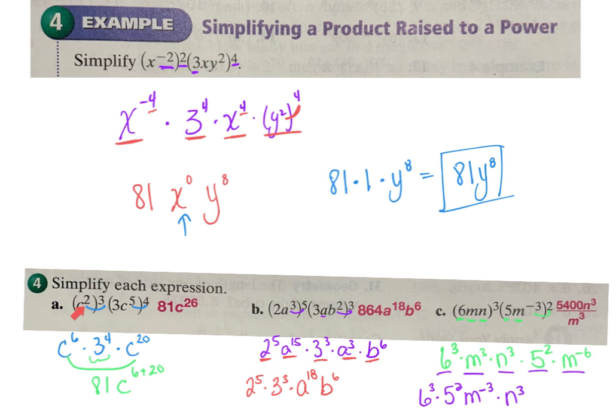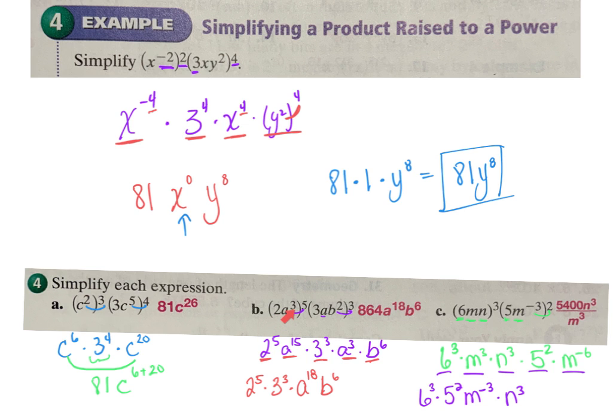And so for this one, you're going to multiply the 2 and 3 and get 6. 3 needs to be taken to the 4th power, and the c to the 5th needs to be taken to the 4th power, which gives you c to the 20th. 3 to the 4th is 81, and then you would add these two, 6 plus 20, which would give you 81c to the 26th.